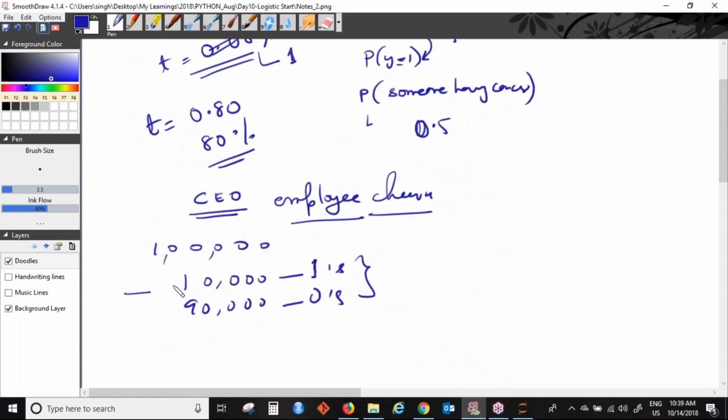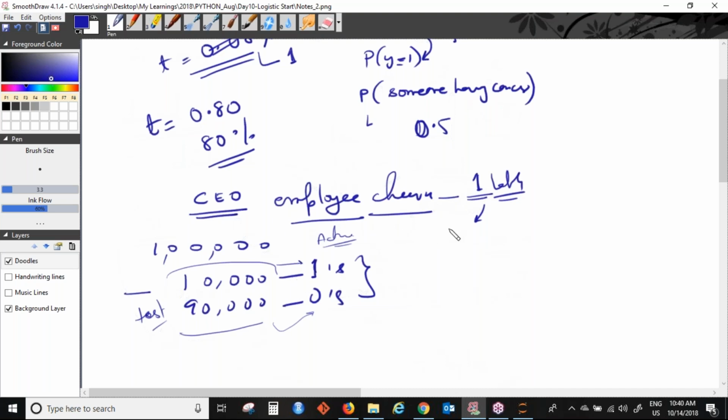For some 10,000 of them your model is predicting 1, and for some 90,000 of them your model is predicting 0. You don't know the actual values because these employees are yet to quit. This is your test data. But let's say the CEO decides that I will offer a bonus of 1 lakh rupees to all the employees that this model predicts are planning to quit, so that we can retain them.